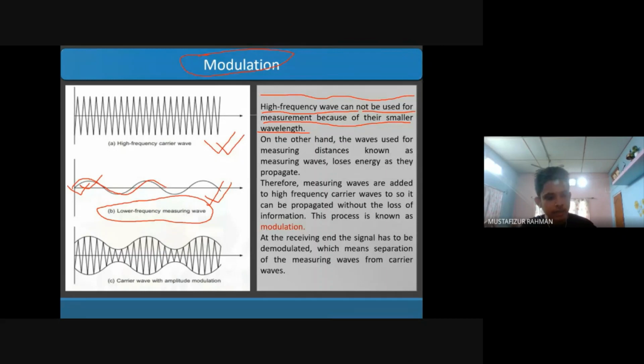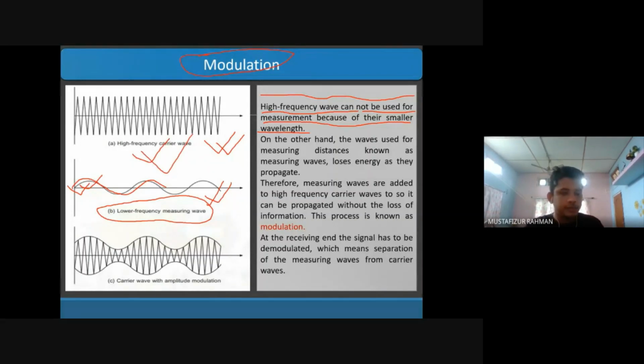So the problem is that the higher frequency wave cannot be used because their wavelength is smaller, but they don't lose energy so quickly. But the lower frequency wave can be used for measurement, but they lose the energy quickly. So therefore, we combine them. This process is modulation.